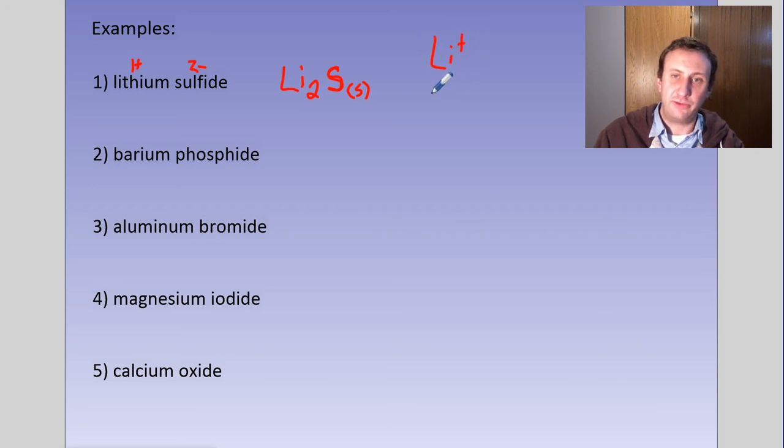To give you that visual representation again of what I'm saying, I have 2 Li positive ions, and then I have 1 S2 negative ion. So this 2 positive from the lithiums is equal to the 2 negative from the sulfide. So my charge is balanced. Again, it's all about charge for ionic compounds.